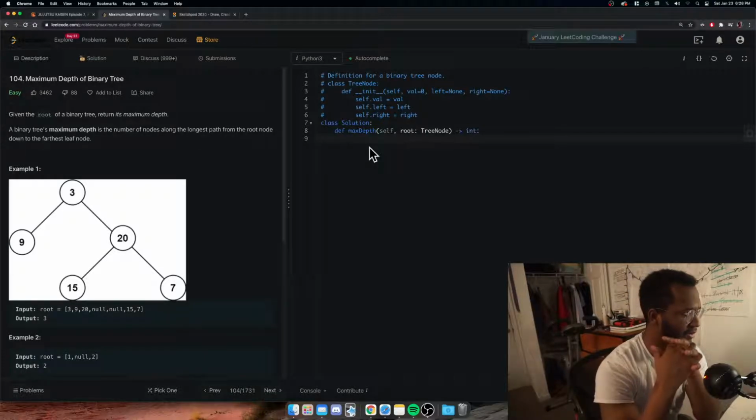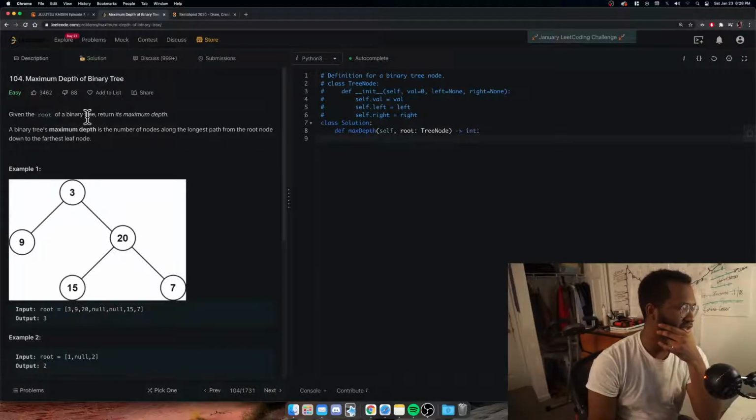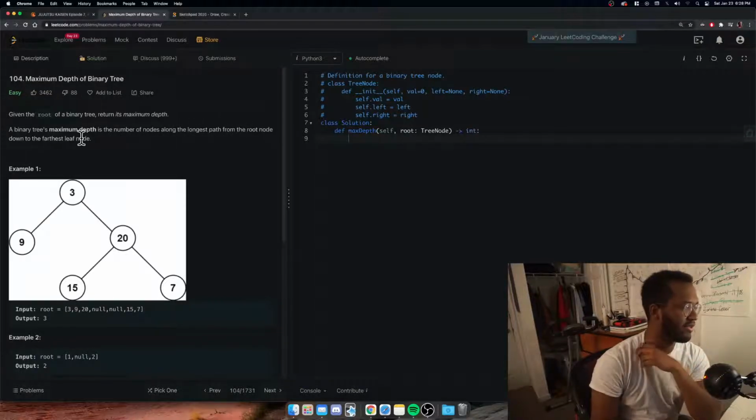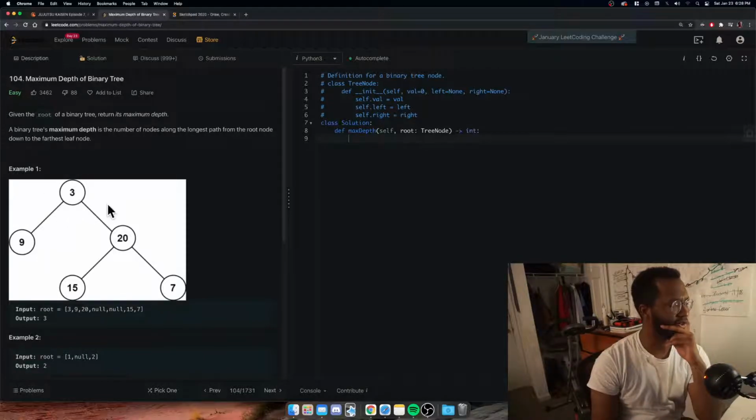Given the root of a binary tree, return its maximum depth. A binary tree's maximum depth is the number of nodes along the longest path from the root node down to the farthest leaf node. So basically what they're asking for is kind of the reverse of the classic shortest path thing. We just want the longest path. It wants the depth, so it's just the nodes from the root to the farthest leaf node.